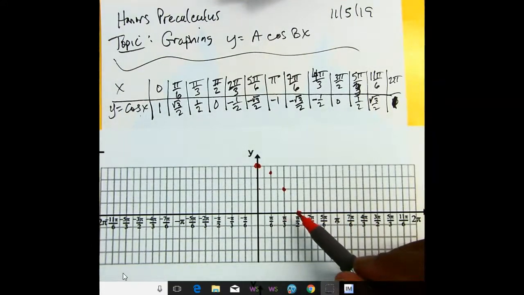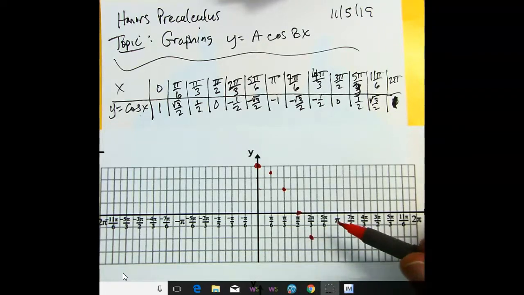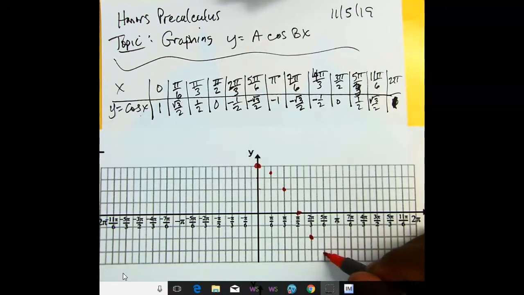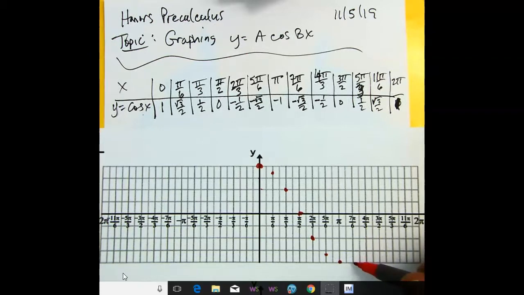Cosine of 2 pi over 3, we're at negative 1/2. Cosine of 5 pi over 6, we're at about negative 0.86, negative square root of 3 over 2. Cosine of pi, we're at negative 1. 7 pi over 6, we're at negative square root of 3 over 2. 4 pi over 3, we're at negative 1/2. 3 pi over 2, we're at 0. 5 pi over 3, we're at 1/2. 11 pi over 6, we are at about square root of 3 over 2, and at 2 pi we're at 1.